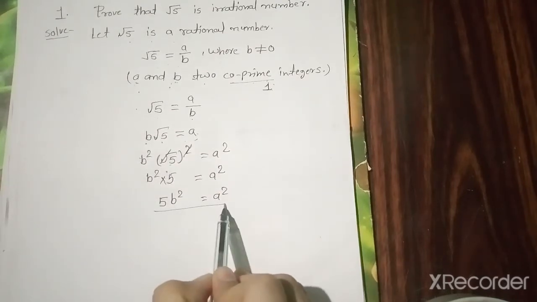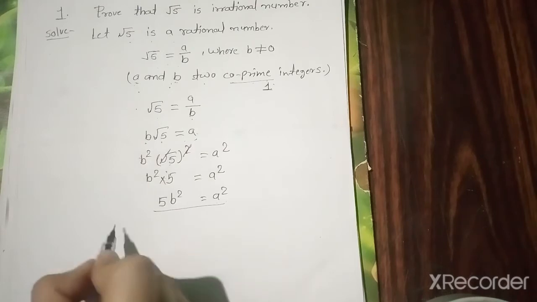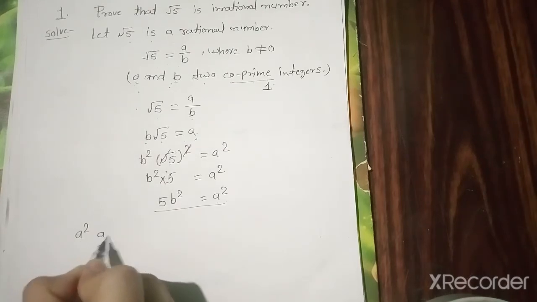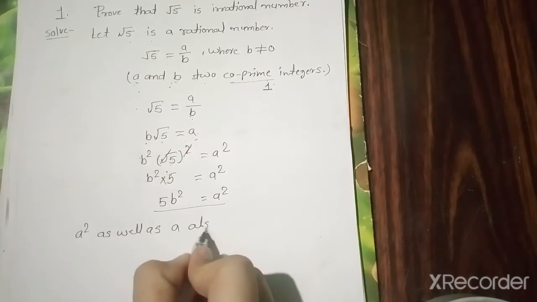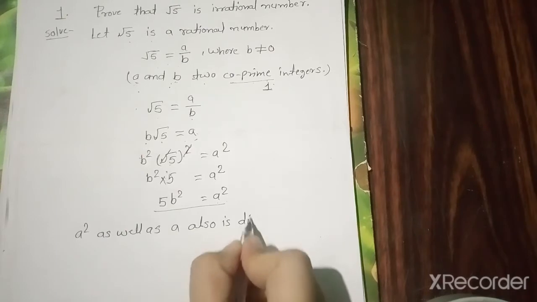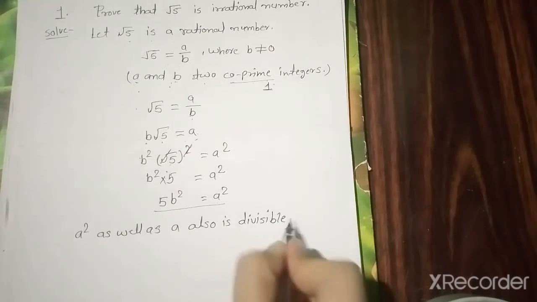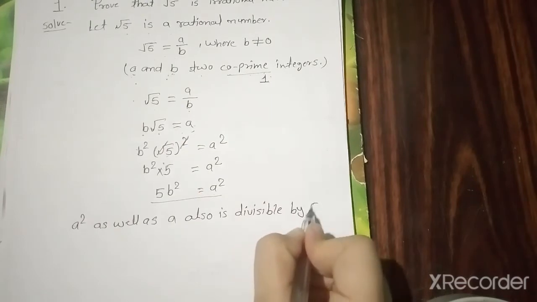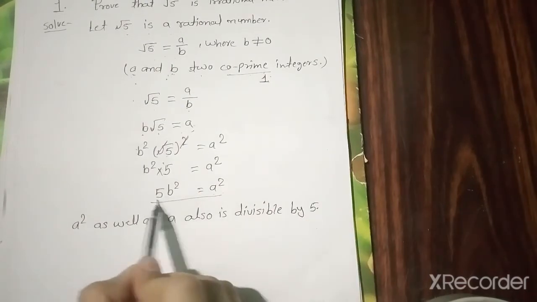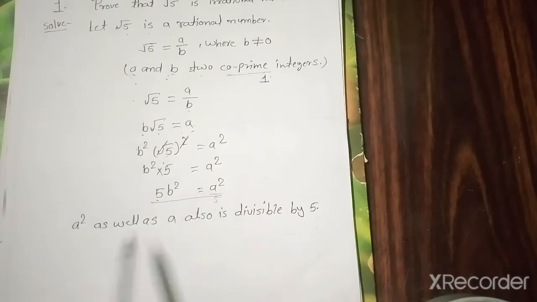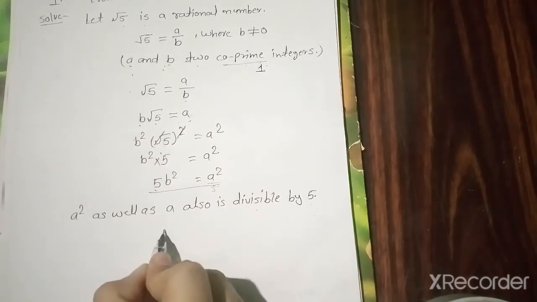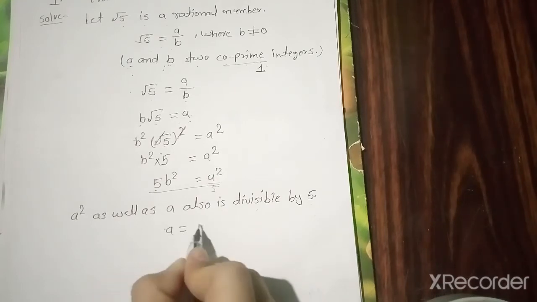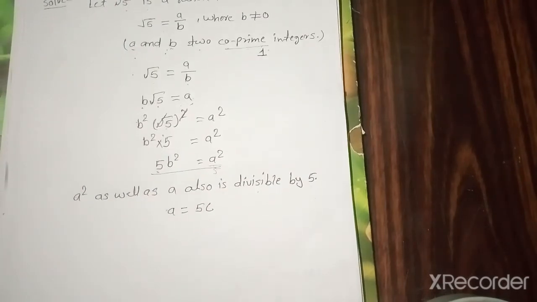The meaning of this equation is that a square as well as a is also divisible by 5, when we transpose 5 to this side. So here, upon 5, that means a square, or a, is also divisible by 5. So we can write a equals 5c, where c is an integer.